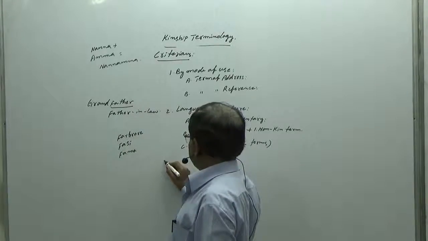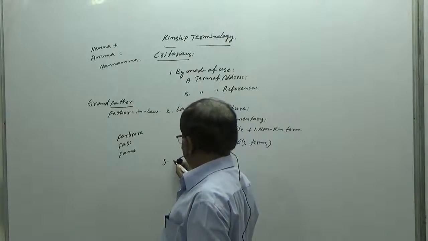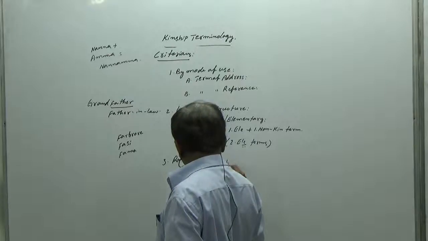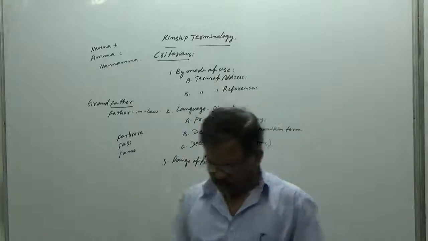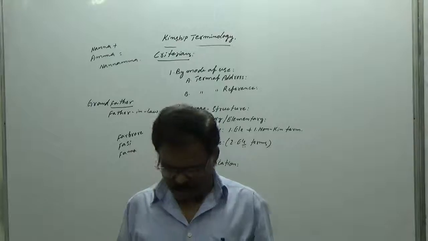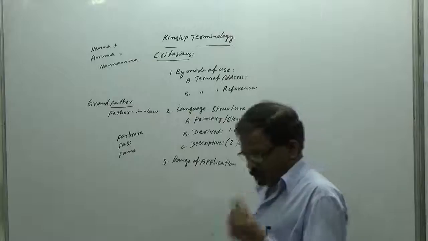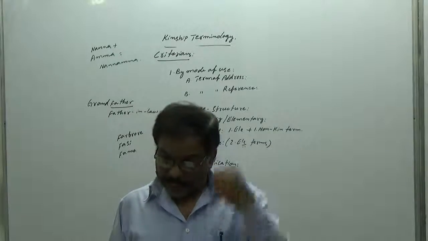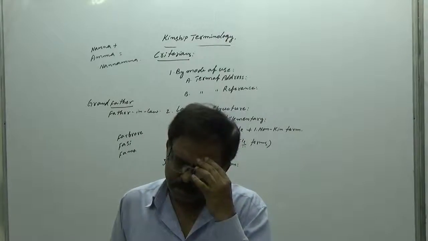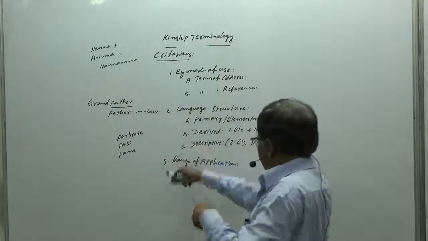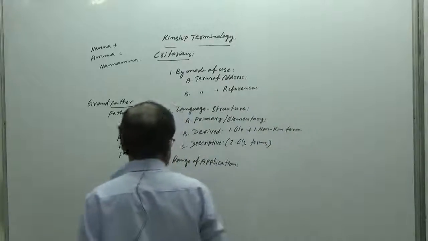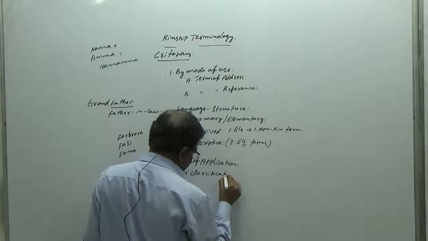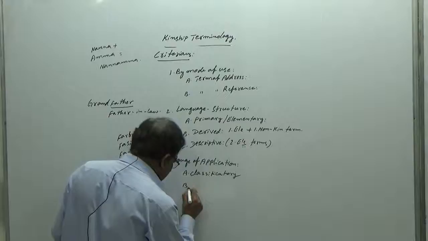Then the third criterion, on the basis of range of application. That means for how many persons, for how many criteria you are using that term. On the basis of application, kin terms are classified into two categories. One is classificatory, another one is denotatory.